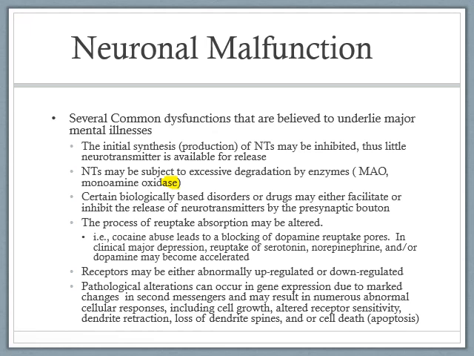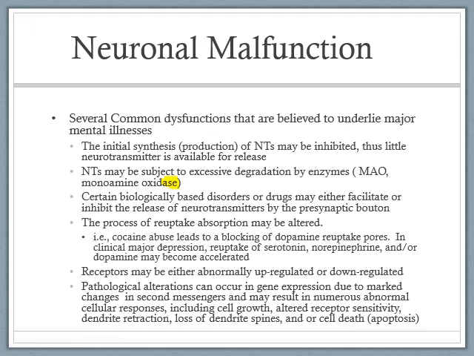Another way is the process of reuptake absorption may be altered. So an example of this would be cocaine abuse leads to blocking of dopamine reuptake pores. In clinical major depression, reuptake of serotonin, norepinephrine, and or dopamine may be accelerated. So those are two examples of how the reuptake absorption may be altered, which results in neuronal malfunction, which is believed to be an underlying reason or occurrence for major mental illness.